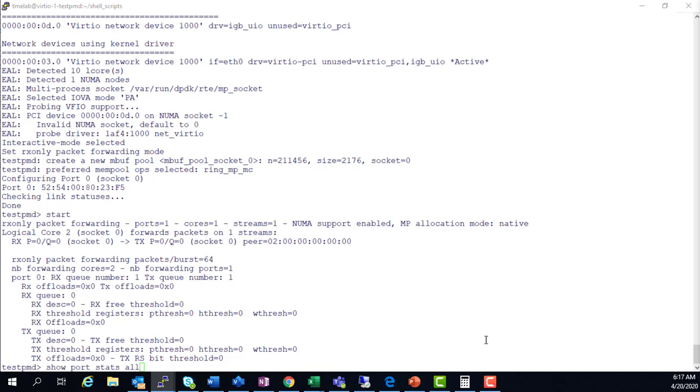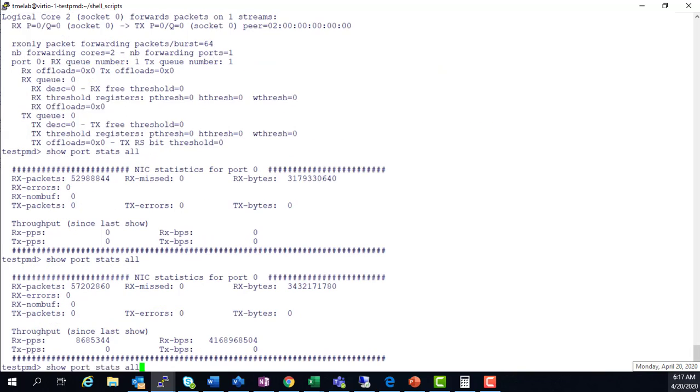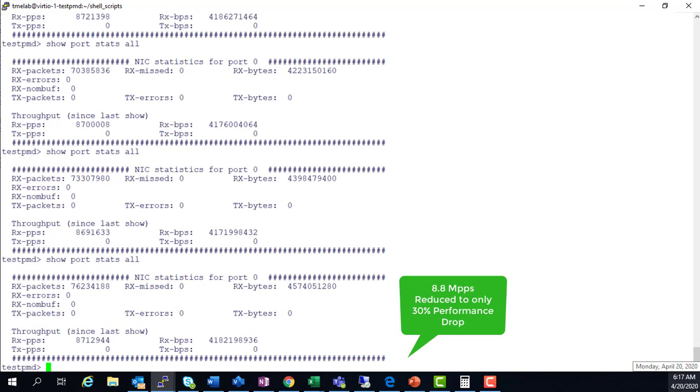With traffic now started, we go ahead and start measuring our throughput on our DUT. In this case, we measure about 8.8 million packets per second, which in this case is a 30% performance reduction as opposed to a 70% performance reduction with the traditional mechanism of using OVS's built-in mechanism for mirroring.